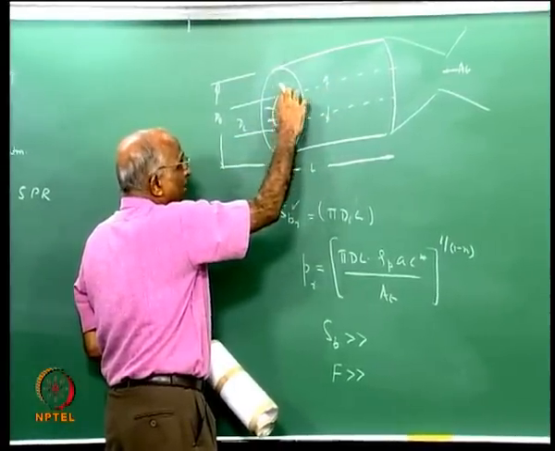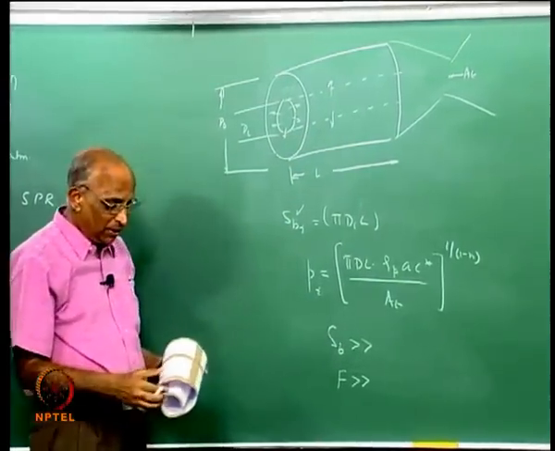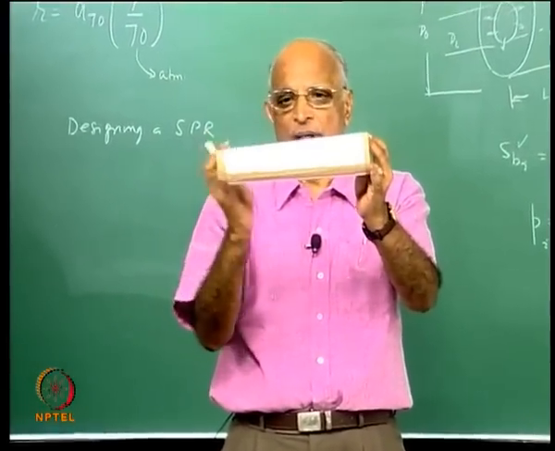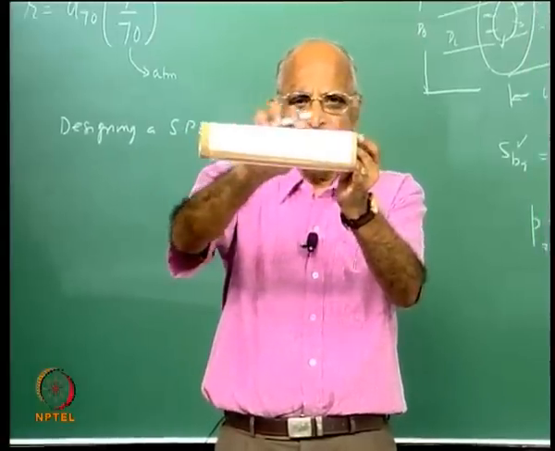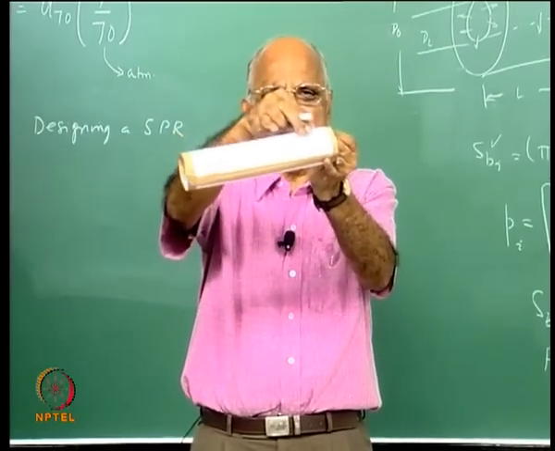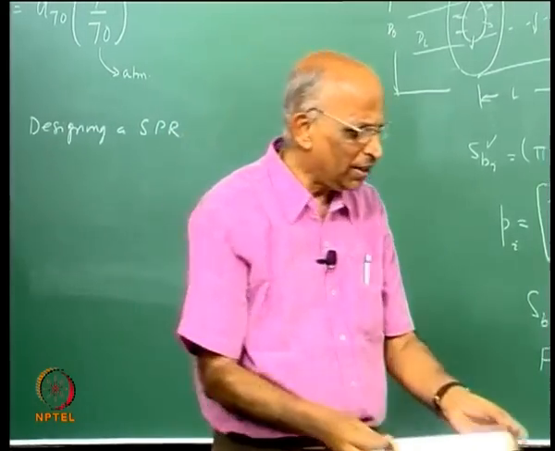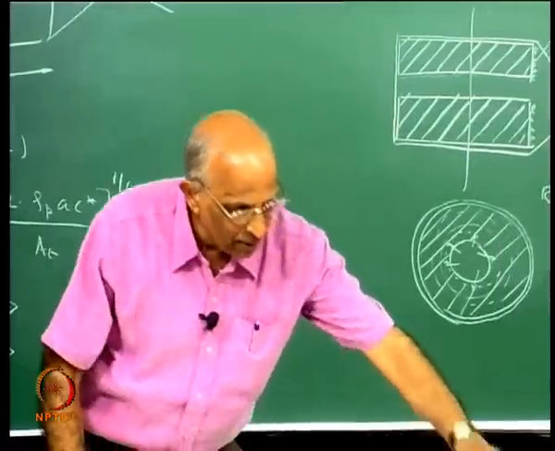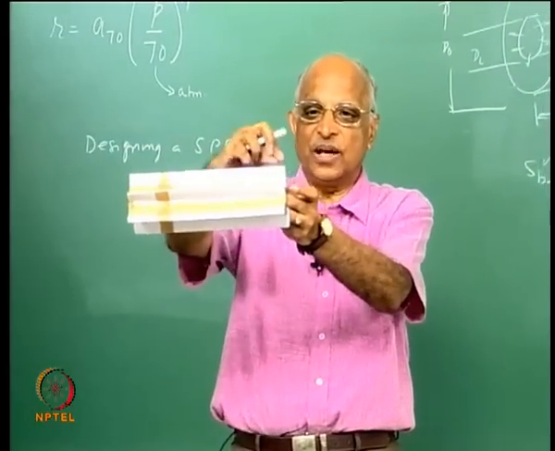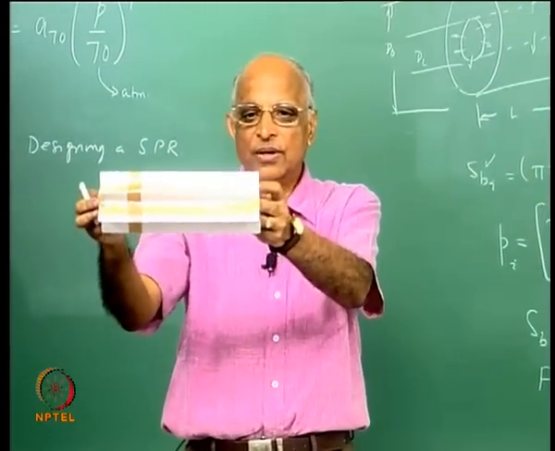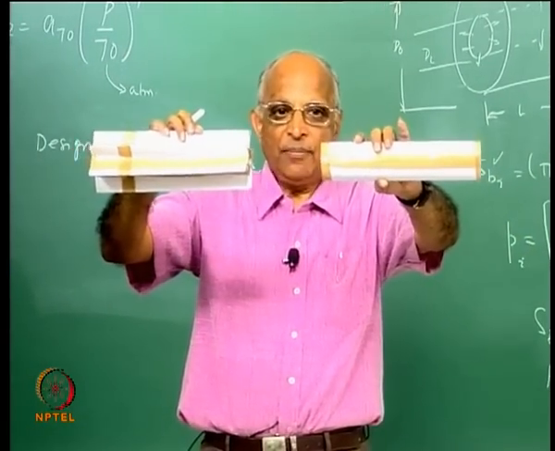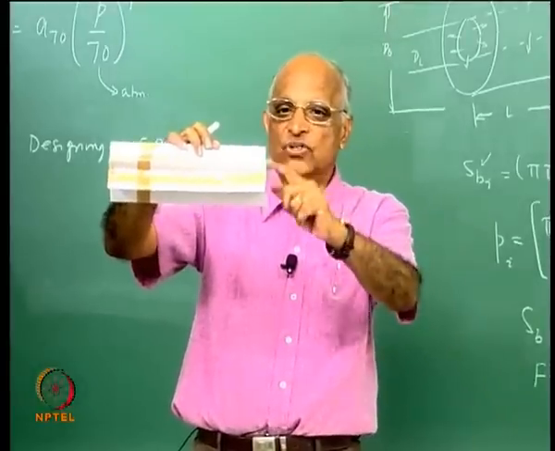Is it possible to increase this area even further? In other words, this represents my initial burning surface area for a radial burning grain. Is it possible to increase this surface area by some means? How can I do it? I can wrinkle these surfaces in some form. And how do I wrinkle it? I try to make a small model. Maybe this was my original perimeter over here. I wrinkle the surface, I make stars on the inner surface. In other words, instead of having a cylinder over here, I make the inner surface in the form of a star.